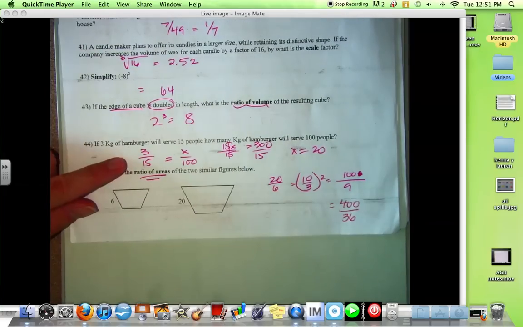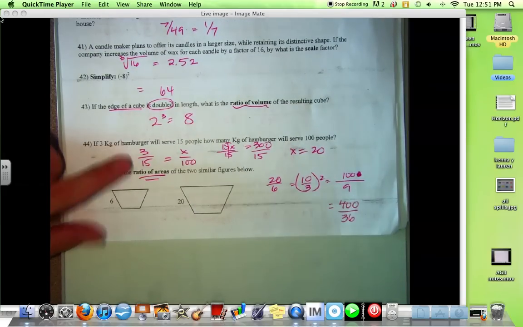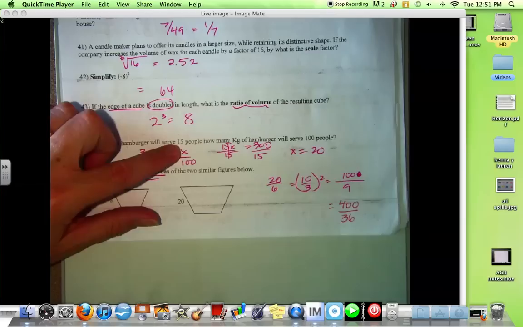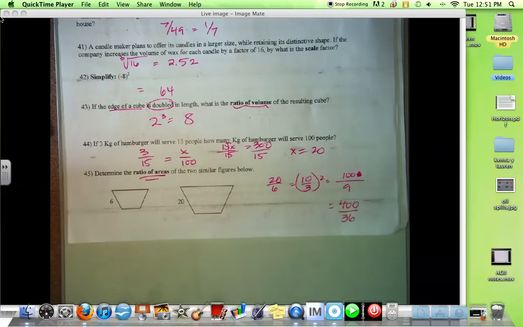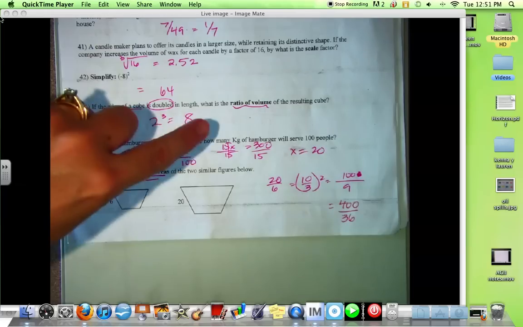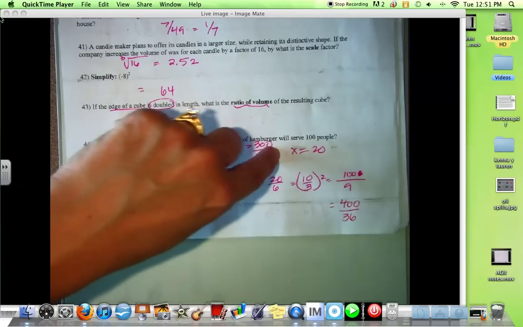44, you have a proportion. 3 per 15, x to 100. So how many kilograms of burger? 20.